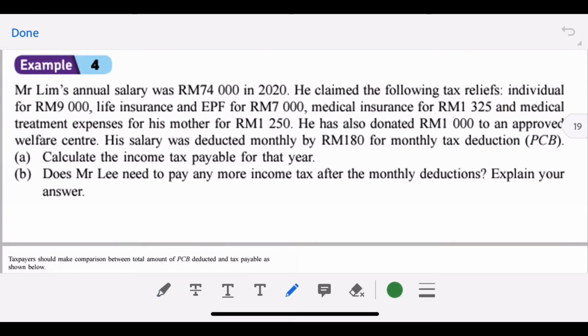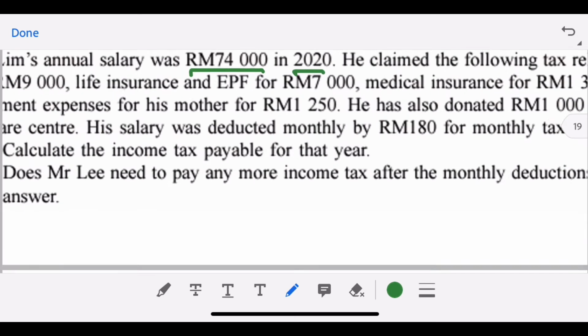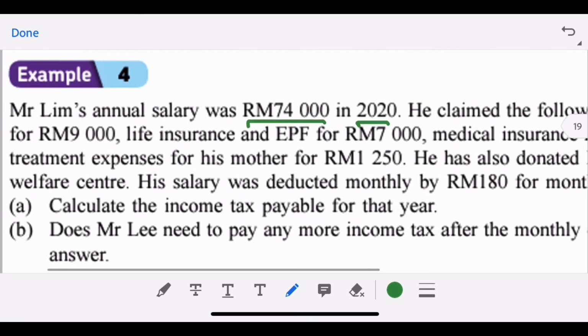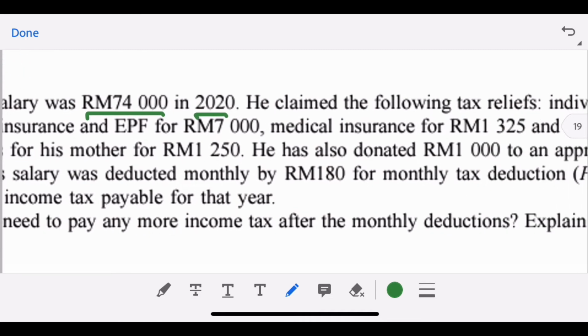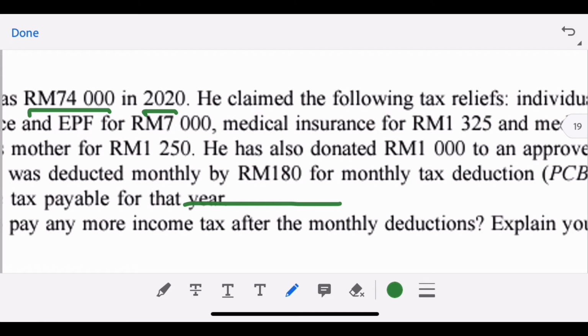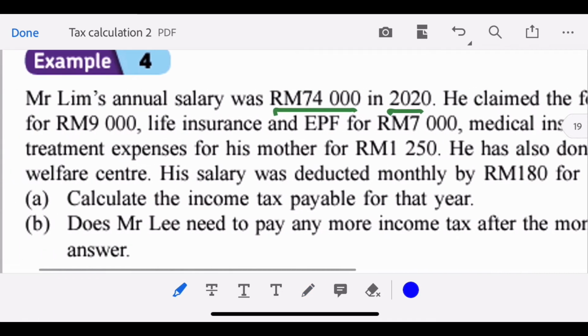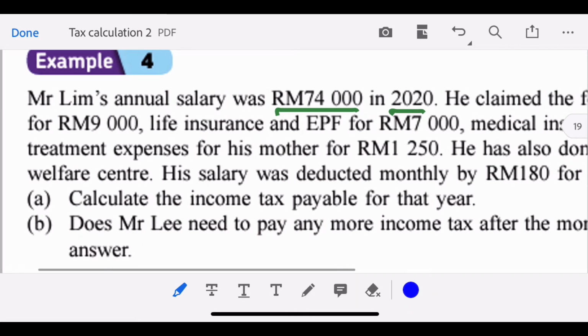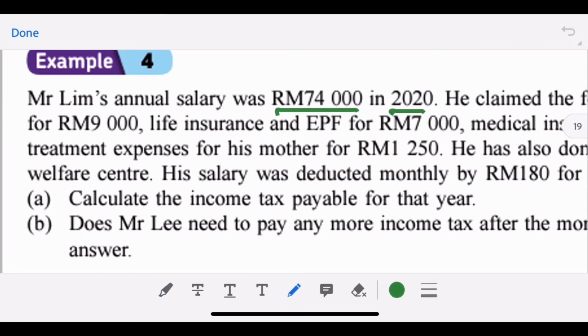Mr. Lim's salary was 74,000 in 2020. He claimed the following tax reliefs. Individual for 9,000. That's individual. Life insurance and EPF for 7,000.